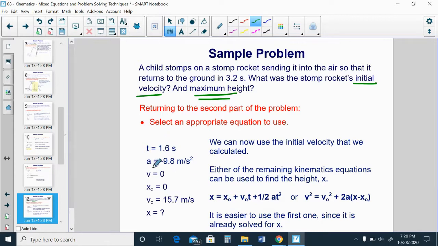So now that we have these values, either of the remaining kinematics equations could be used. Now it's easier to use the first one listed here since it's already solved for x. So since we're looking for x, and this one is already equal to x, it's easiest to just go ahead and use it.